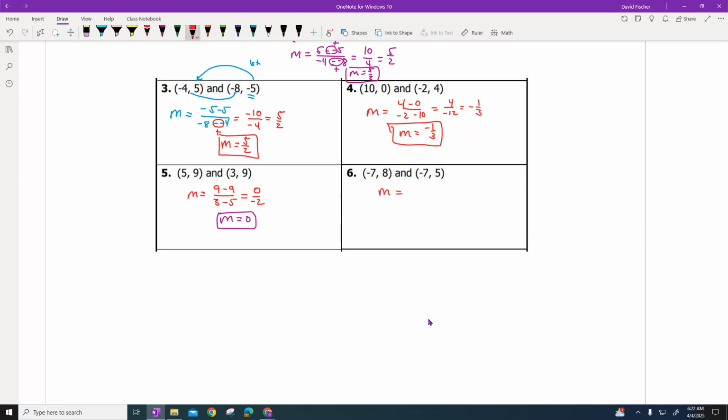Alright, let's continue on. 5 minus 8 over -7 minus, it's in the formula, another -7. I like to circle these guys and put a plus. 5 minus 8 is -3.